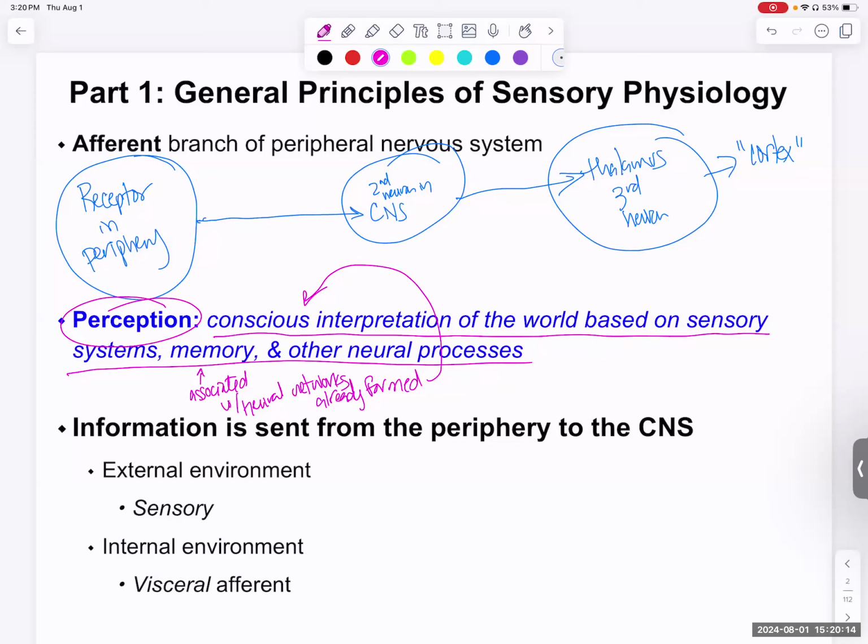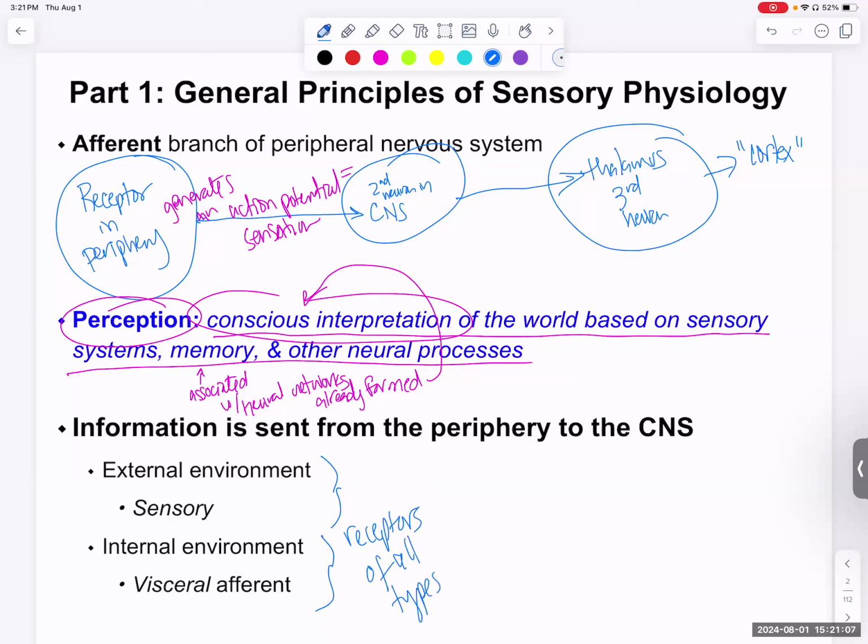A sensation is when the receptor generates an action potential. That is a sensation. Now, everyone has the same sensation. We all generate the same action potentials. But the way we consciously interpret it, or our perception, is going to be different because we have different neural networks that have formed from the moment we were born. And so we have information coming in all the time from the external environment, from the internal environment, from receptors of all types, sending action potentials into the central nervous system.